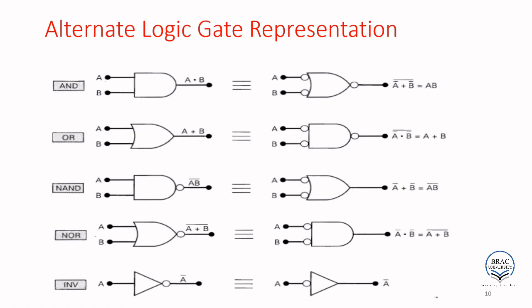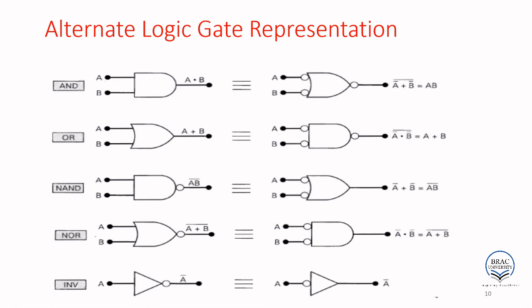So what it says: your input doesn't have bubbles, so put bubbles here. Input doesn't have a bubble, put bubbles here. Output doesn't have a bubble, put a bubble here. So if you put bubbles, then your AND becomes a kind of NOR, but at the end you are getting the same function, A dot B. So here A B means A prime dot, A prime and B prime. So A prime plus B prime, then for this bubble, whole prime. So you simplify that, it will be A dot B, same as it is.